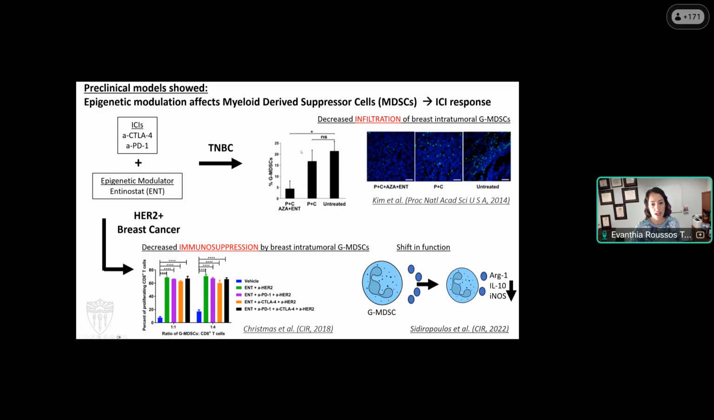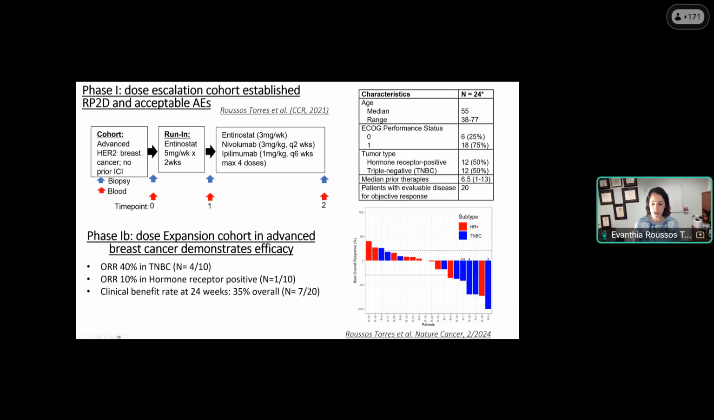The first study focused on triple negative mouse models and showed that you were decreasing infiltration of these myeloid-derived suppressor cells with entinostat. The second set of studies showed in a HER2 positive model that you're actually decreasing the immunosuppressive function of these MDSCs to allow an improved response to checkpoint inhibitors. That was enough to lead the way to a phase 1b trial of this combination.